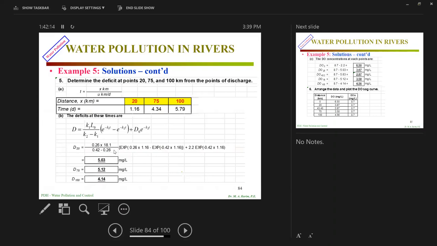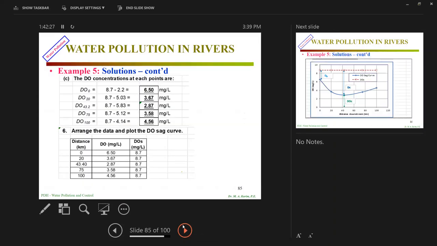Similarly, I didn't show all of those. I used D75 and D100 and got this, this, and this. So I got the deficit. Now, that is the deficit from the top, but when I plot it from the bottom, I have to calculate the dissolved oxygen availability. The dissolved oxygen at zero distance would be the initial one, whatever the mixing. At 20 it would be 8.7 minus this, 2.67. At 43, which is the critical point, it would be 2.87. 75 would be this, and 100 would be this.